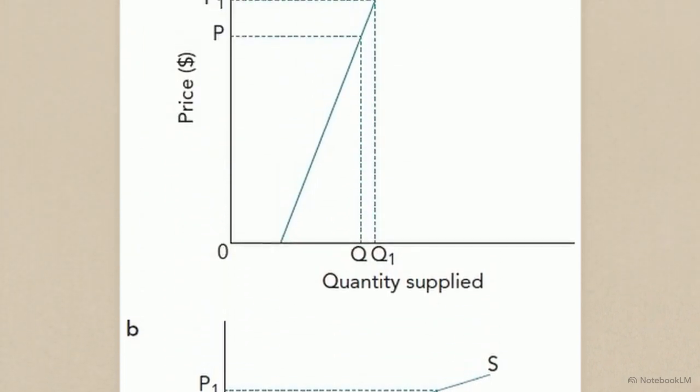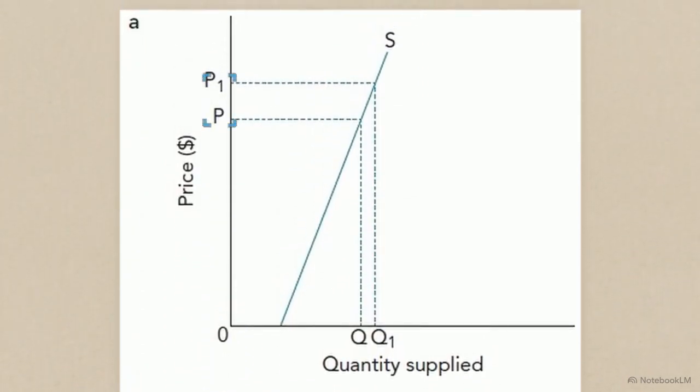Now compare it to the steep slope in graph A. Here, the price can climb significantly, but the quantity supplied barely nudges forward. This rigid response is inelastic.